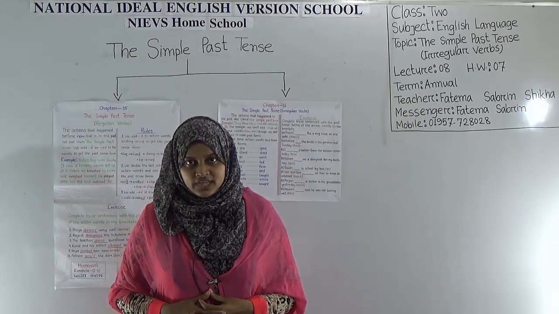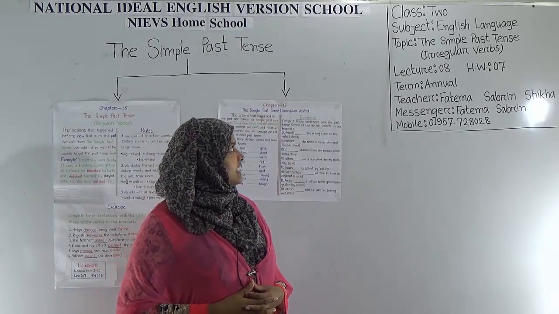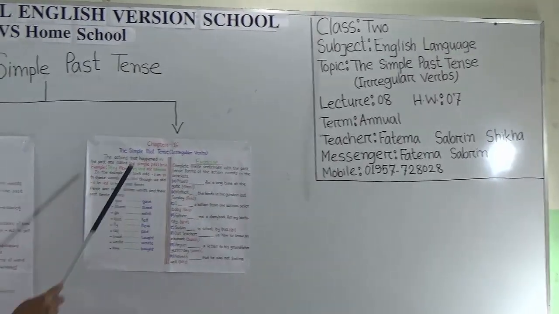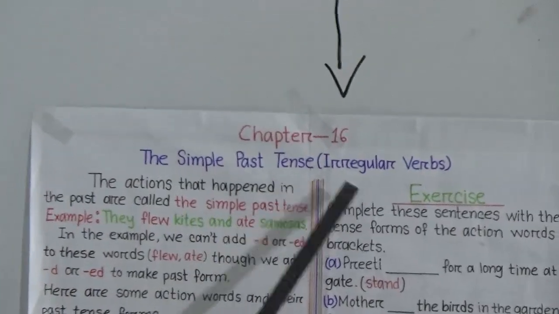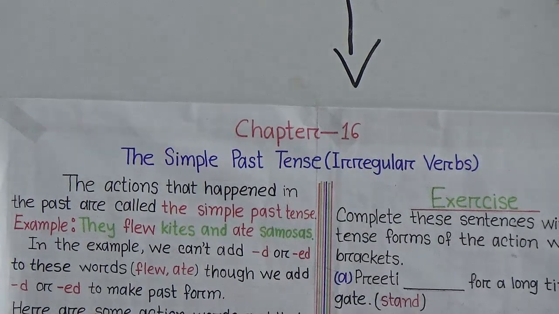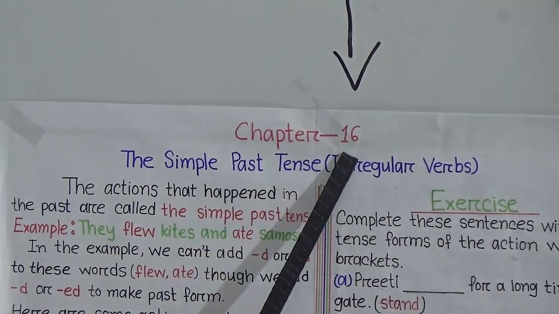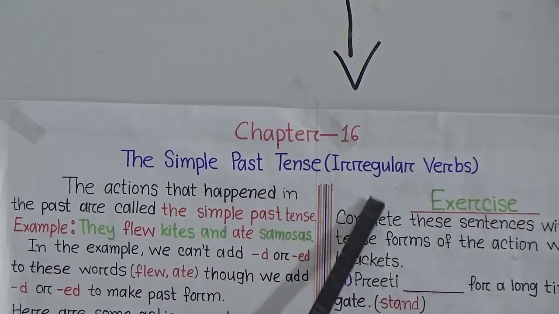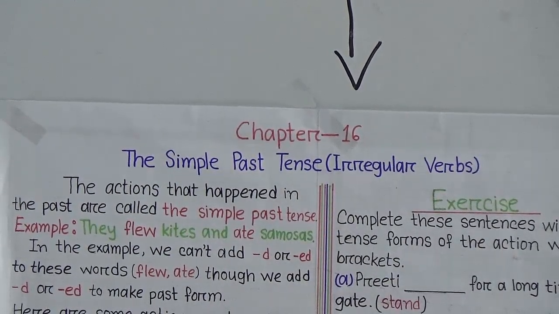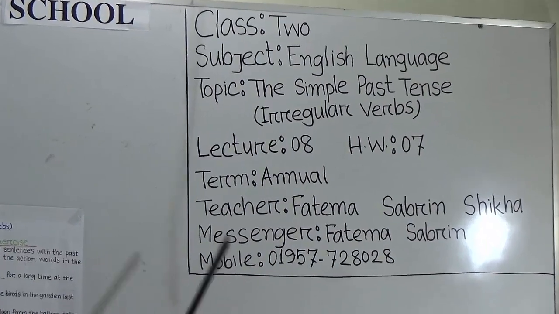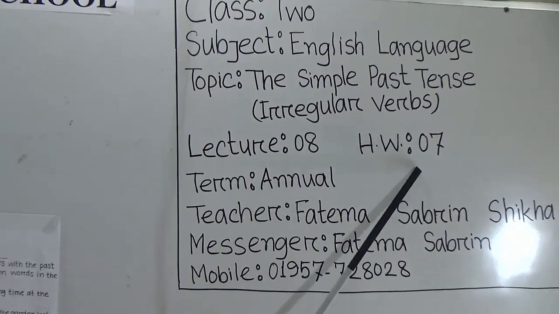Today I am going to take an English language class for the students of class 2 on the topic of chapter 16, the simple past tense irregular verbs. Students, this is our 8th lecture and 7th SW.